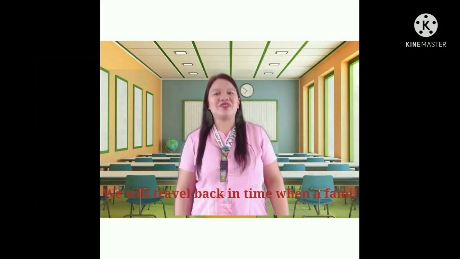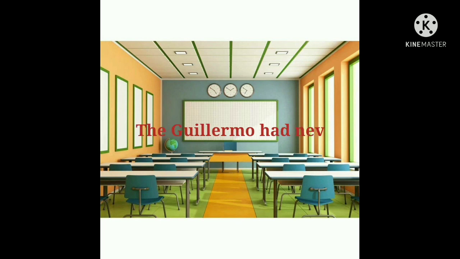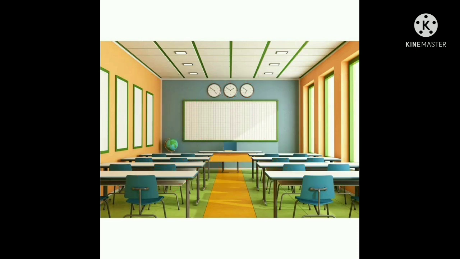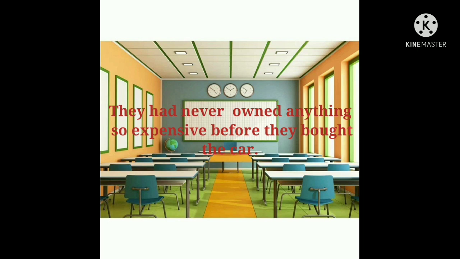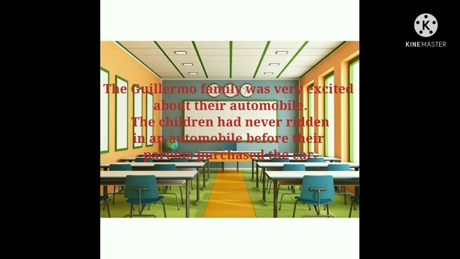This time we will be traveling back in time when a family had still no automobile or car of their own. The Guillermo family had never owned a car until they bought their first automobile in 1906. Before they bought it, they had only used horses and a buggy for transportation. They had never owned anything so expensive before they bought the car. The Guillermo family was very excited about their automobile.